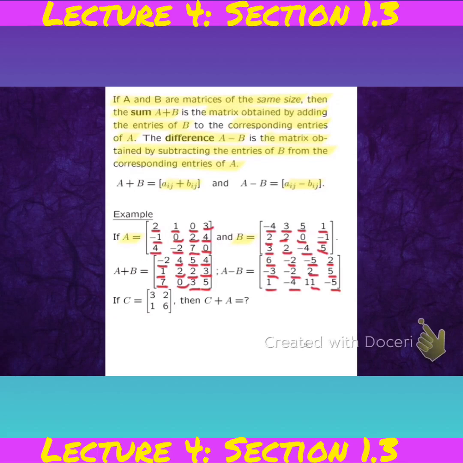And then if C is a 2 by 2 matrix, can we add C to A? We most certainly cannot, because C has got 2 rows, whereas A has got 3 rows. And we know addition and subtraction only works with matrices of the same size.